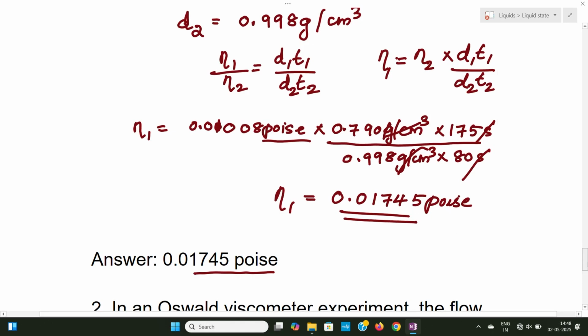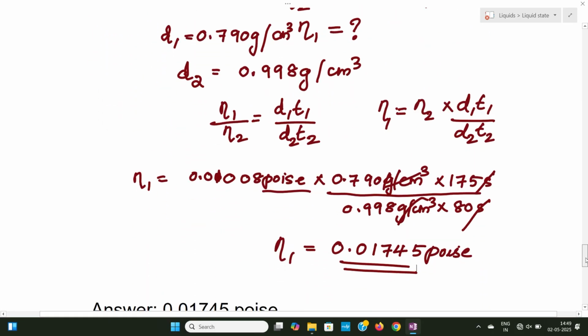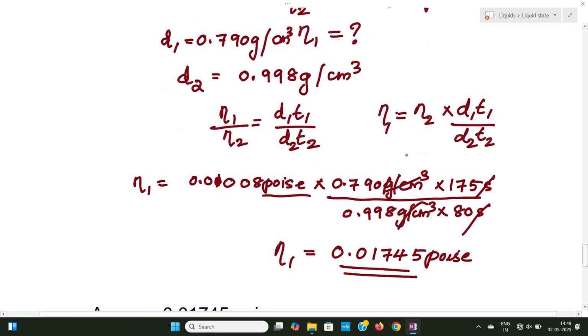I hope you understood this problem. Here we have the values of time of flow of ethanol and time of flow of water, and we have the coefficient of viscosity of water, density of water, and density of ethanol. We have to calculate the coefficient of viscosity of ethanol. The equation is eta 1 is equal to eta 2 into d1 t1 by d2 t2. If we substitute all the values given to us, we will get the final value as 0.01745 poise.